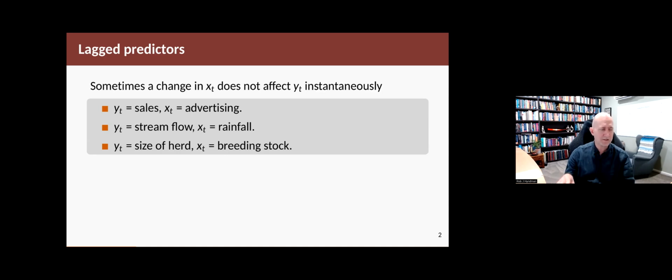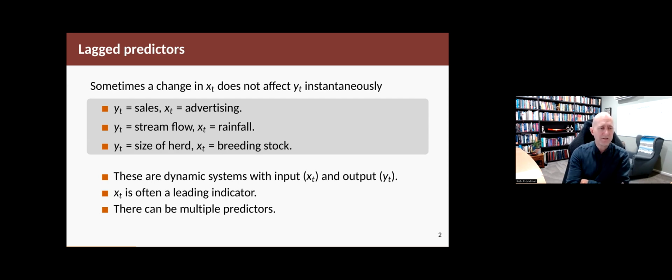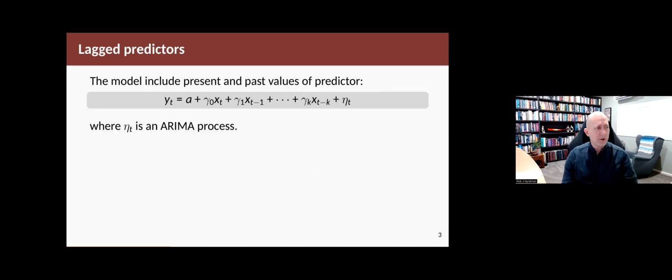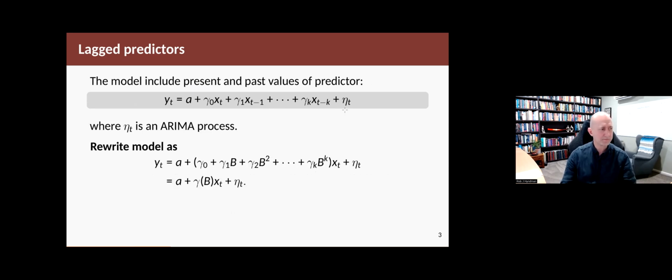So whenever you get this lagged effect of the predictor, we can put lagged values of X into the dynamic regression model. X is sometimes thought of as a leading indicator if it's not having an instantaneous effect on Y, but it's having an effect in future values of Y. When we write down the model like this, we can put in the present value of the predictor, and we can also put in lagged values of the predictor going back as far as we want to go. And then the error term, as usual in a dynamic regression model, is an ARIMA process.